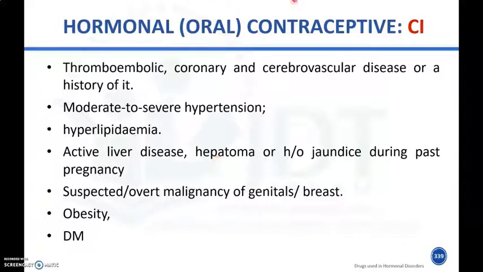Now coming to the contraindications, these are some of the patients in whom we have to take precaution while using oral contraceptive pills: patients who have thromboembolic, coronary and cerebral diseases or a history of these diseases, patients with moderate to severe hypertension, patients with hyperlipidemia, patients with active liver disease, hepatoma or a history of jaundice during past pregnancy, patients with suspected or overt malignancy, genital or breast, and patients with obesity and diabetes mellitus.